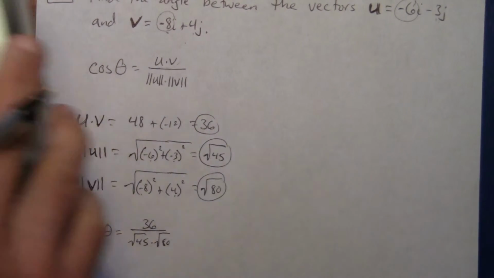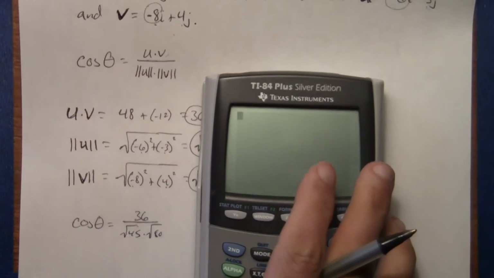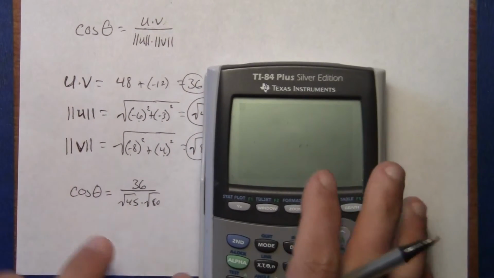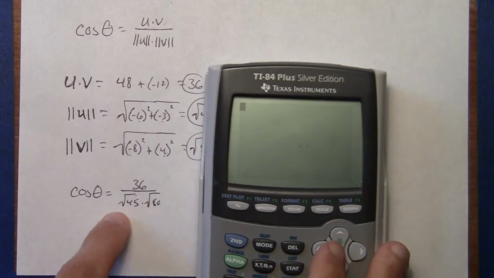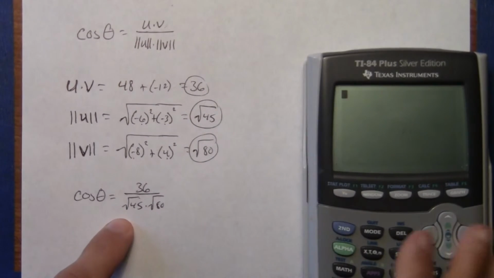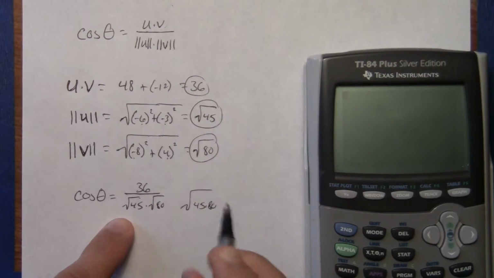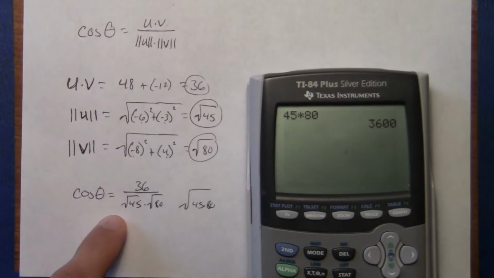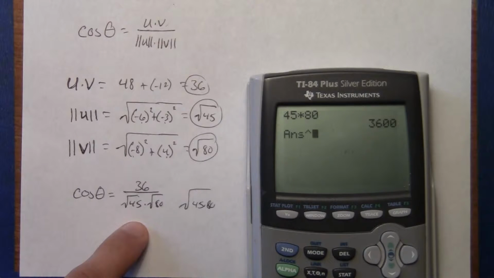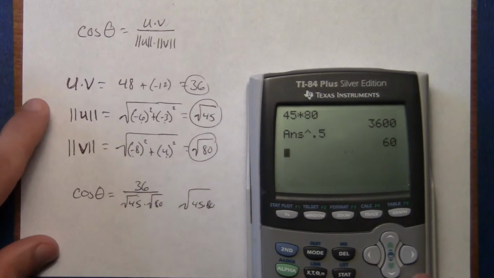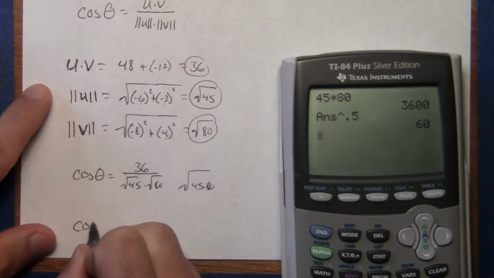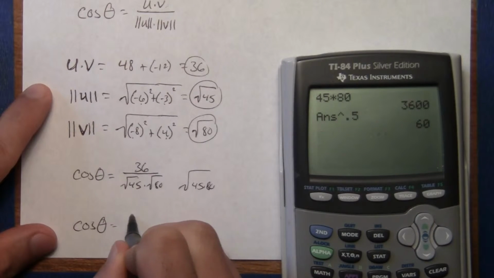Now instead of trying to type all of that in and do the cosine inverse, so I don't make an error, I'm going to simplify this. A nice way to do that, since they're both inside of a radical, is to rewrite it as the square root of 45 times 80. I'm going to multiply them together to get 3600. I'm now going to take the square root of that number, and it ends up being a nice number. That's probably not going to happen all the time, but it does this time. It ends up giving me 60.